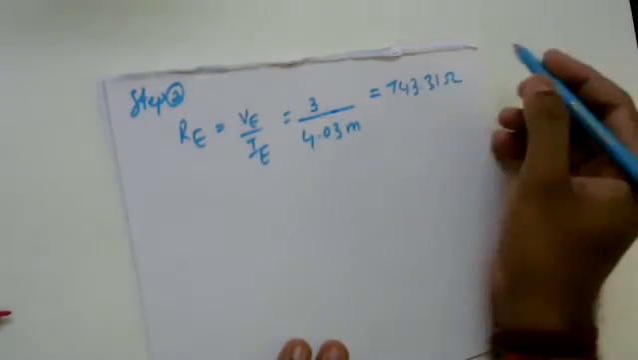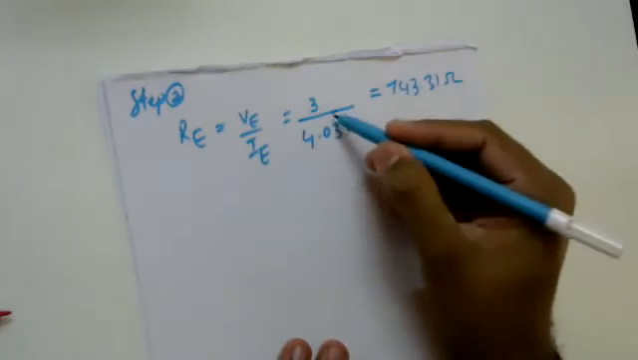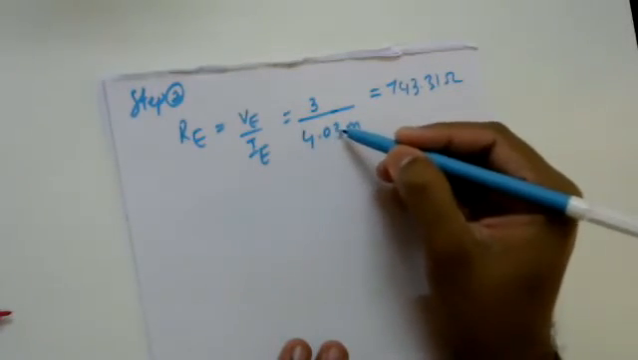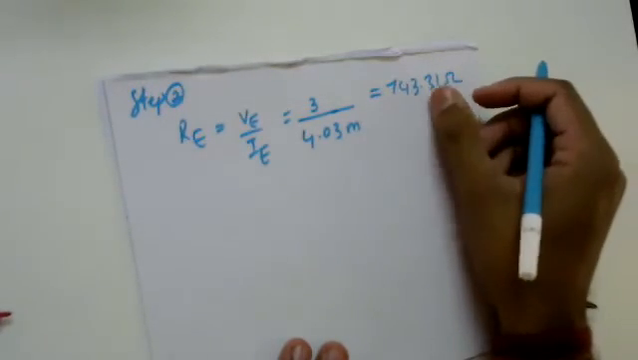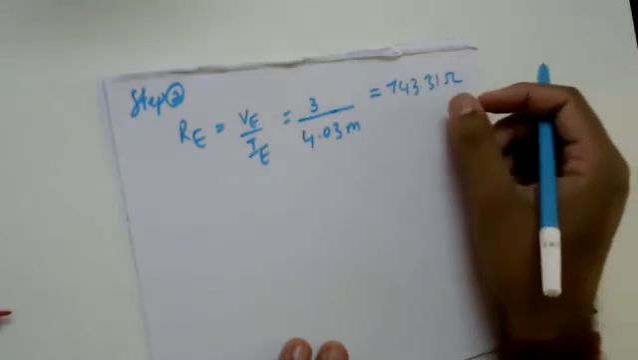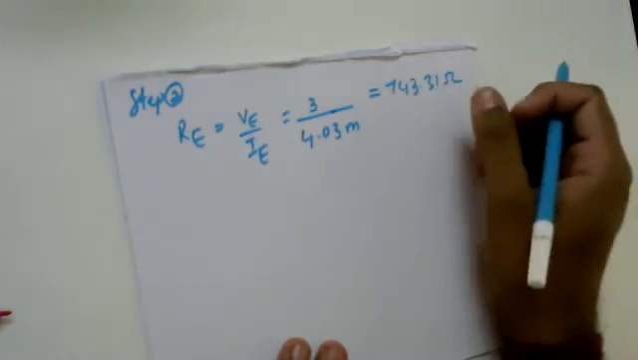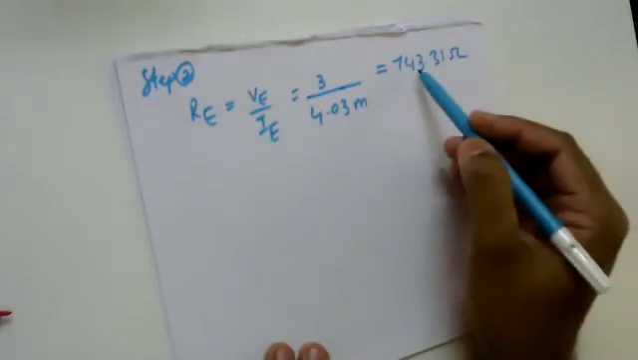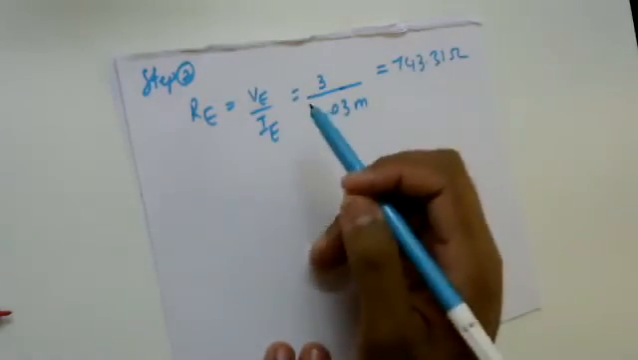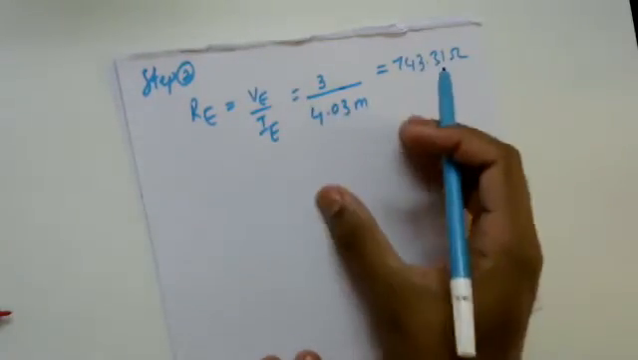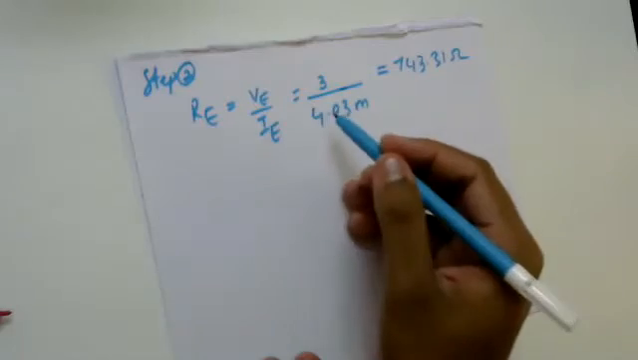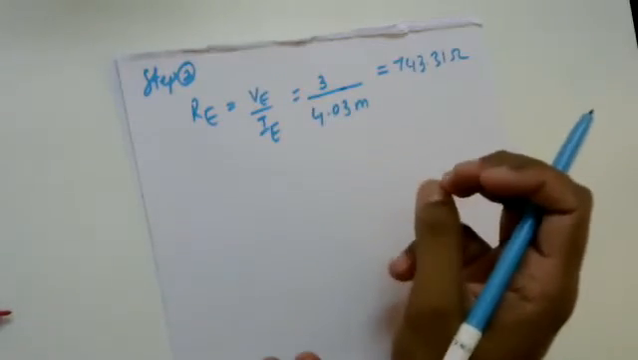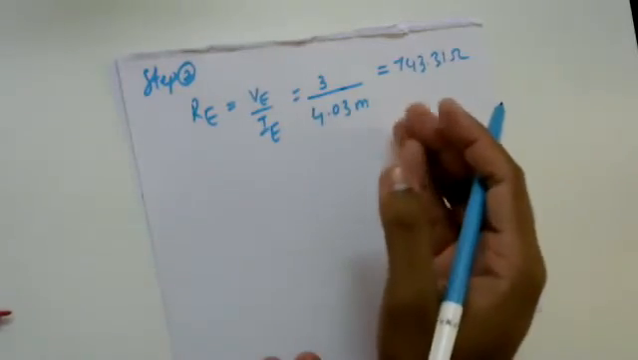743.31 ohms. So it depends upon how you are able to. If you consider this as 4.036, then your decimal points may change. Not a problem. You get 744.41, etc. Okay. So your emitter resistance is 743.31 ohms, if I consider this as 4.03. Once I'm able to compute the value of RE, then I can simply compute the value of RC now.